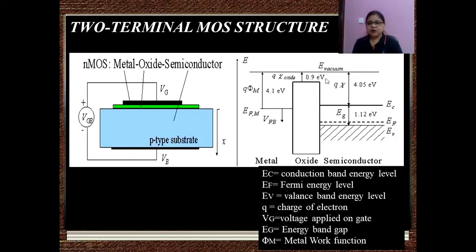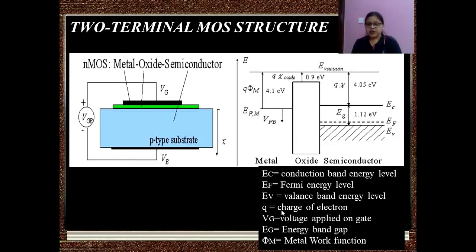Now looking at the energy diagram of a MOS structure, this is the metal side. In between we have the oxide and the semiconductor. Here certain energy levels are shown. One by one we can see the EC, which is shown over here. It is the conduction band energy level. EF is the Fermi energy level. EV is the valence band energy level. This small q is the charge of the electron, or the electronic charge.